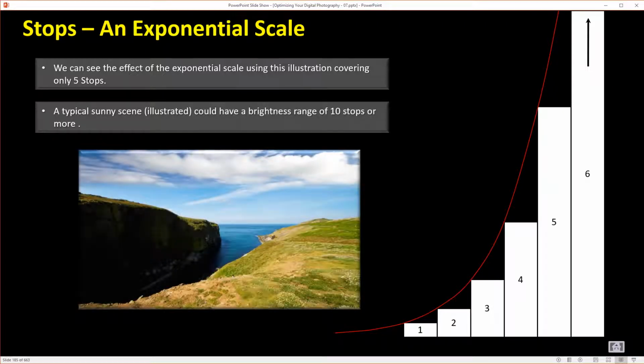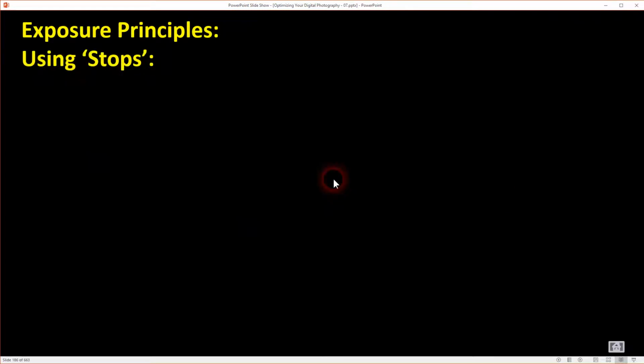So a typical sunny scene illustrated could have a brightness range of 10 stops or more, from the very darkest areas through to the very brightest areas. Now that isn't just 10 times as much, that is a 1,000 times great difference between the dark and the bright tones.